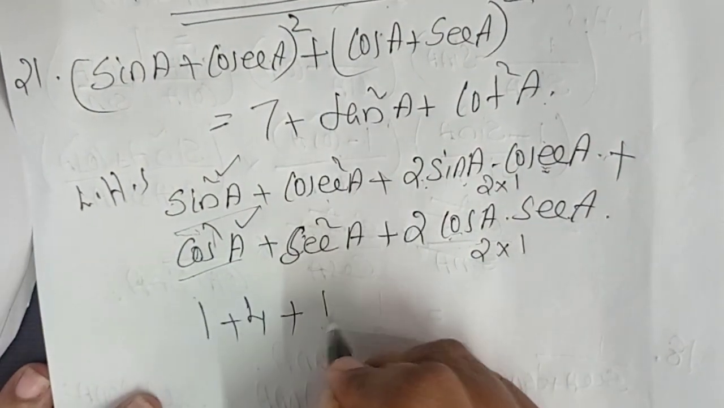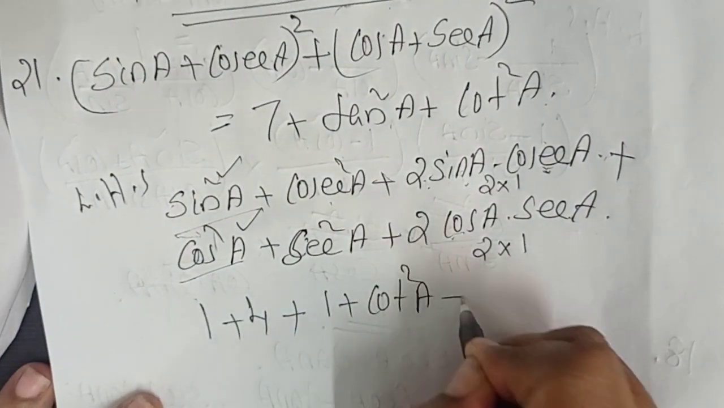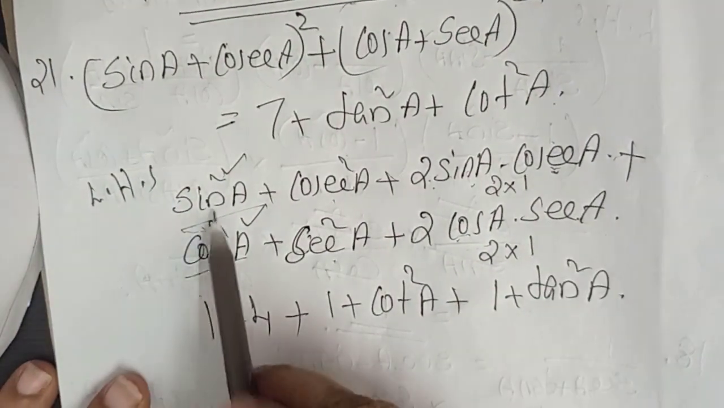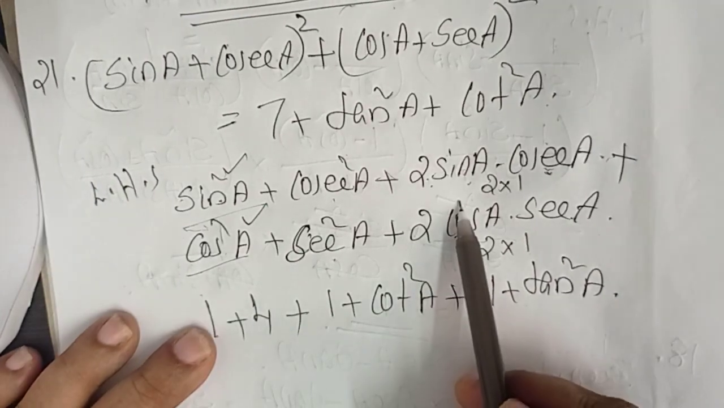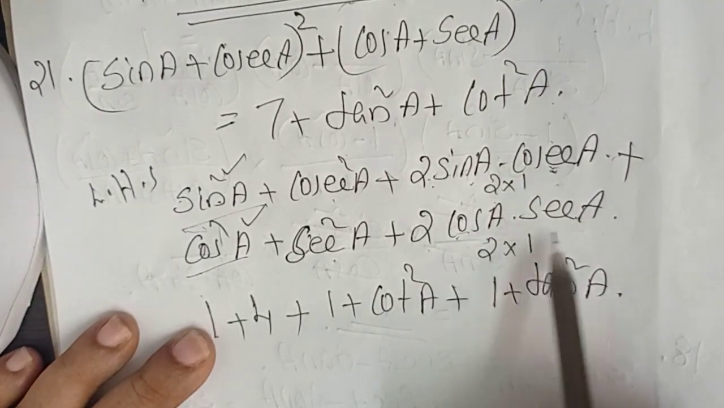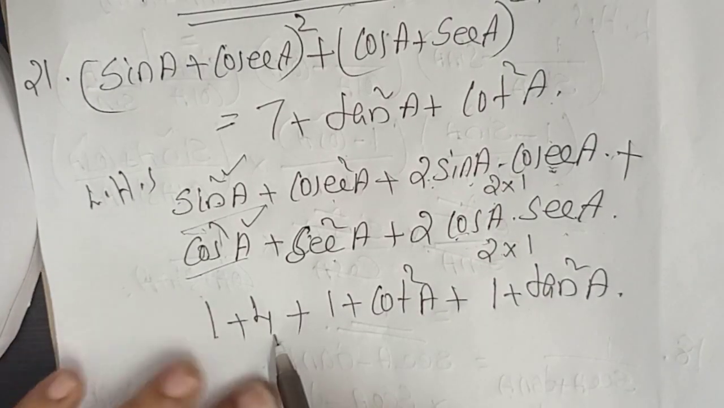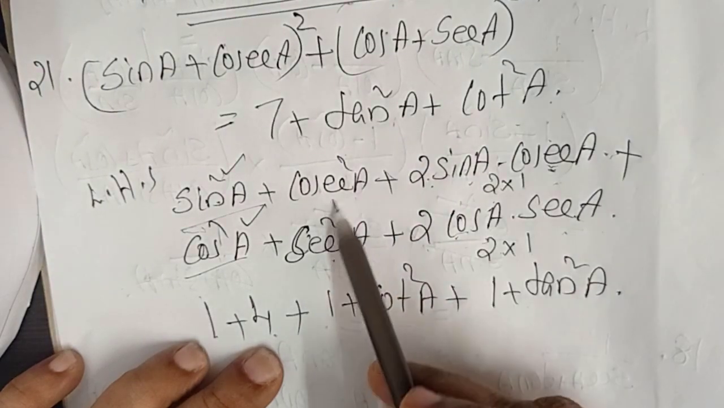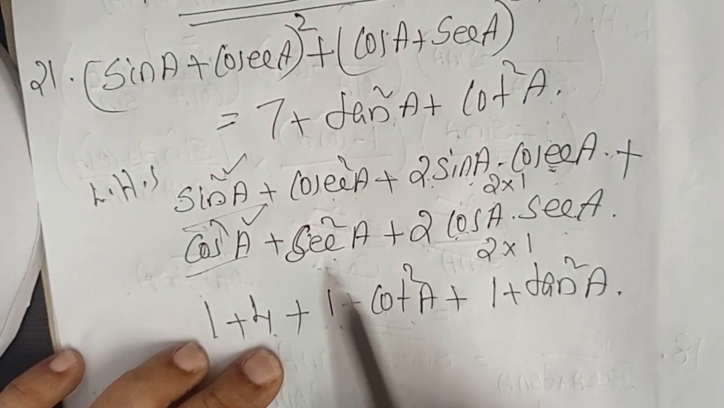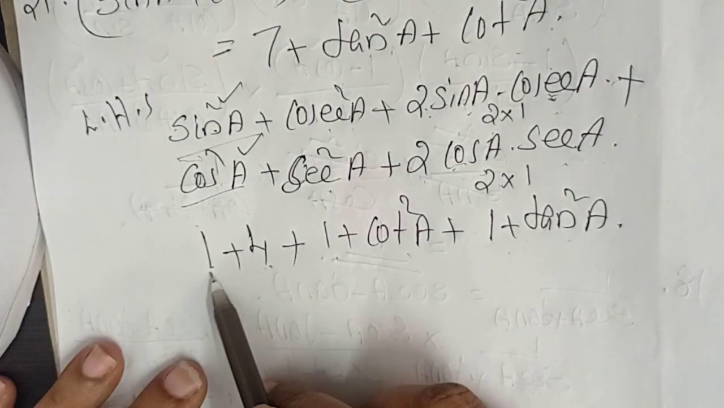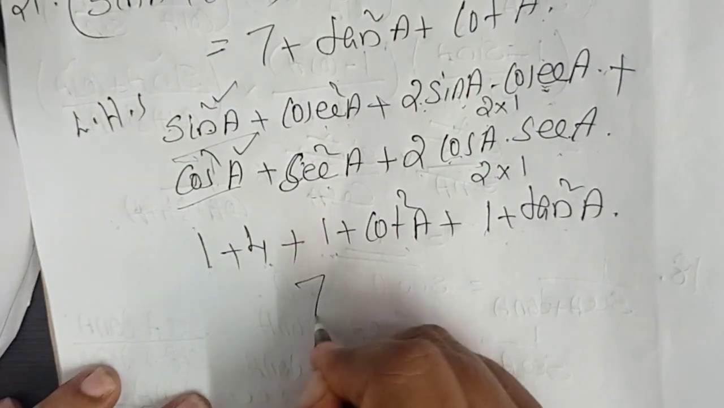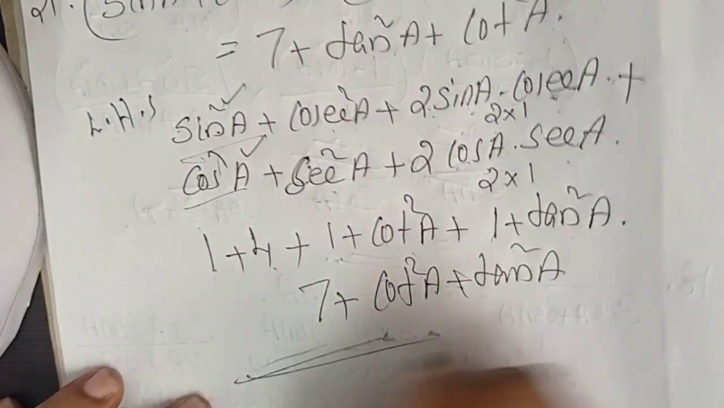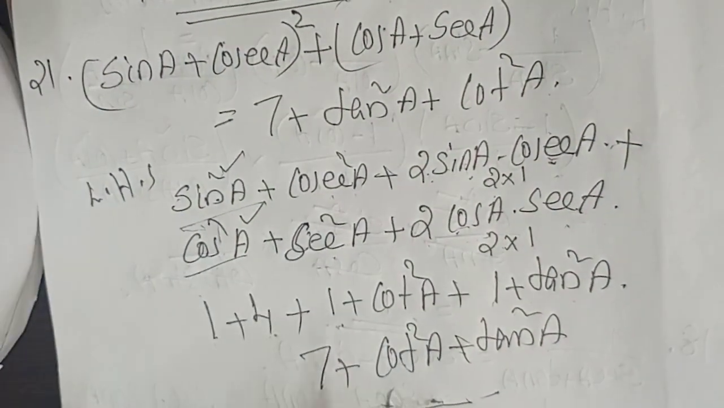Cosec square A we can write 1 plus cot square A. Plus sec square A we can write 1 plus tan square A. Once again, sin square A plus cos square A 1, 2 sin A cosec A 2, 2 cos A sec A 2, therefore 1 plus 4 plus cosec square A. Here no cosec and sec term, only tan and cot. Therefore cosec square A is 1 plus cot square A, sec square A is 1 plus tan square A. Finally, 4 plus 1 5, 5 plus 1 6, 6 plus 1 7 plus cot square A plus tan square A. Okay, 21 problems. Study well. God bless you.